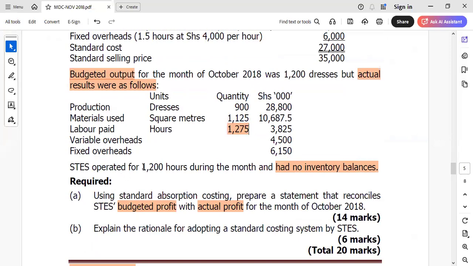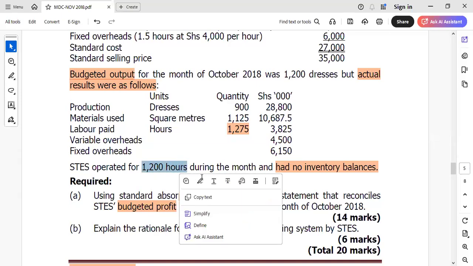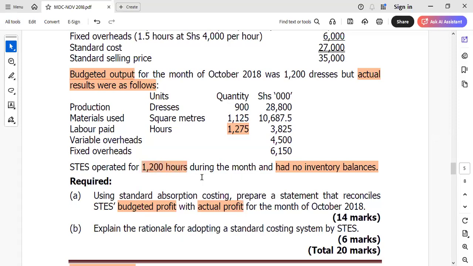But the company operated for only 1,200 hours during the month. What comes into your mind? It automatically tells you that there is a difference in this time. You were paid for this, yet you worked for this. Okay, so there is some idle time which you need to compute.